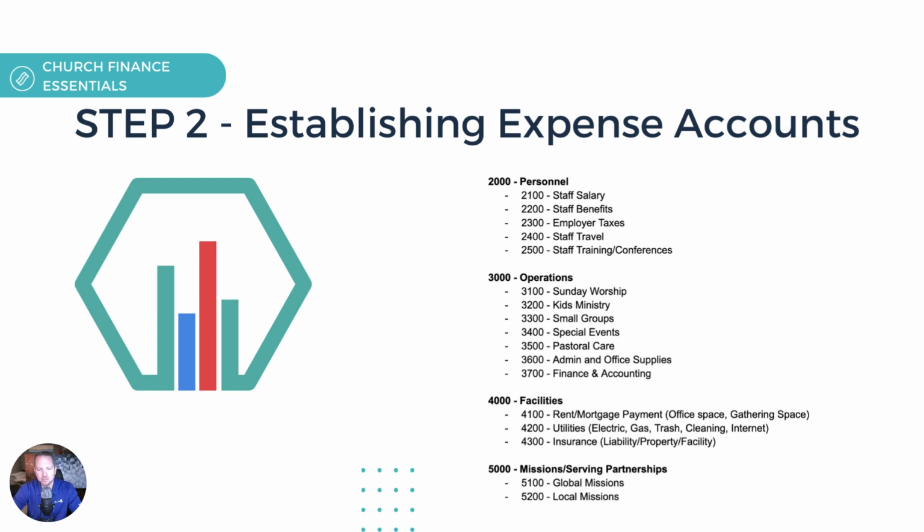And then finally, there's 5,000 mission serving partnerships. And so I've got it divided up into the major headings of global and local missions. You could add 5,300 serving partnerships if you wanted to. And then again, you could create 5,101 to talk about a specific global partner, or 5,301 to talk about a specific serving partner. But you see how you build out from these major four categories to the major subcategories. And then you can go subcategories more specific under that as your budget grows.